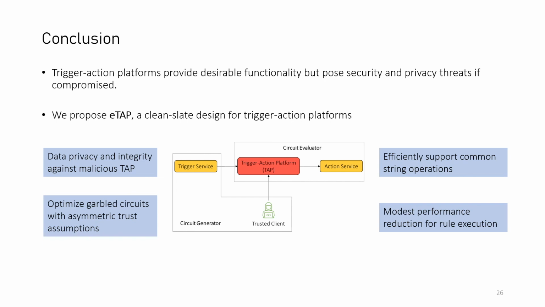In conclusion, trigger action platforms provide desirable functionalities but pose great security threat if compromised. We propose ETAP, which is a clean slate design that protects data privacy and integrity against a malicious tab. We utilize the asymmetry in trust assumptions to optimize GoBot Circuit and efficiently support common string operations to ensure only a modest performance reduction.